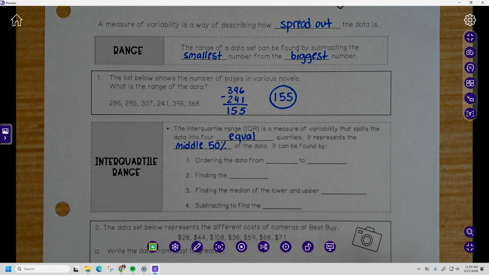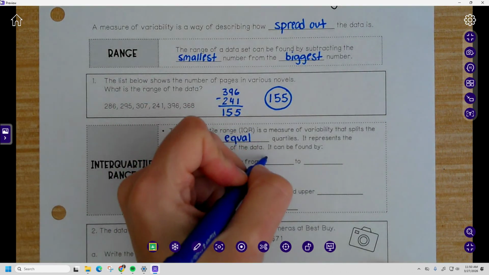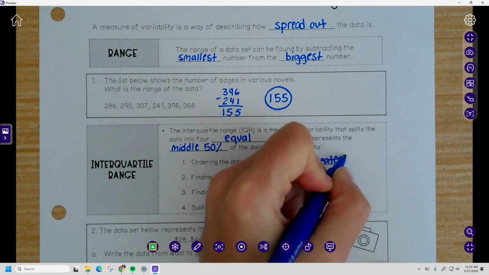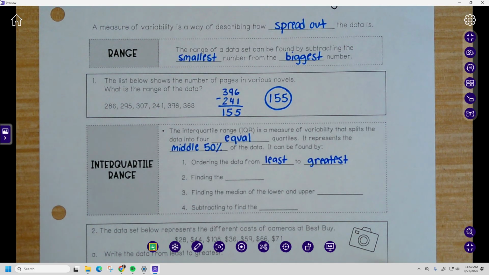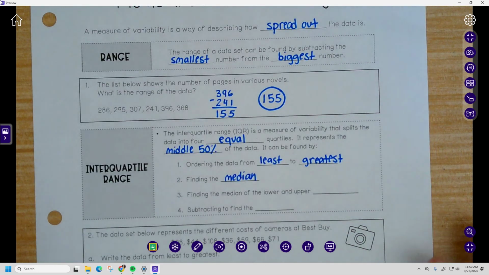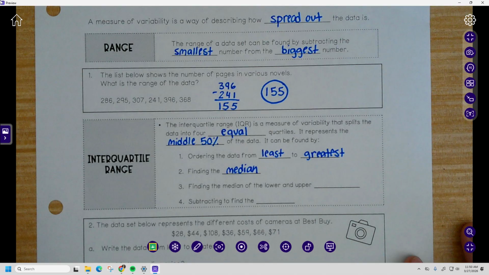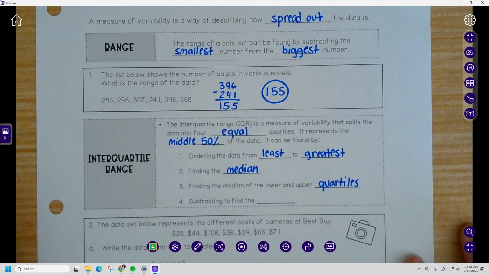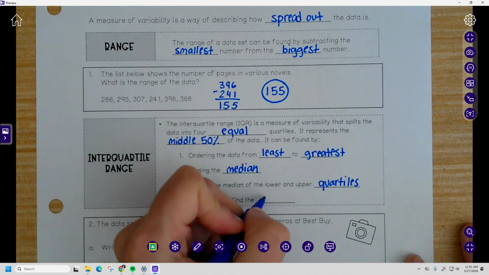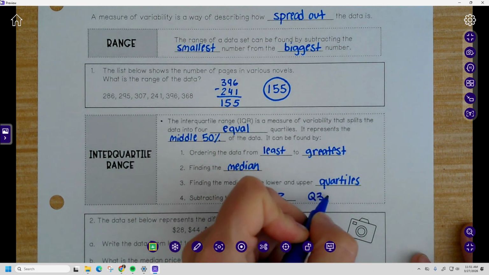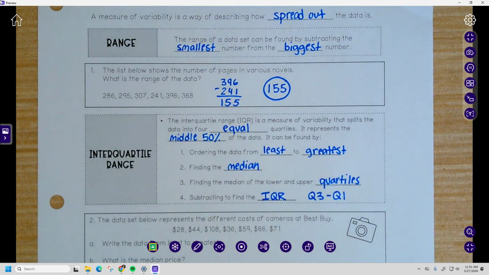All right, so in order to find the interquartile range, first thing is order the data from least to greatest. Second, you want to find the median, that's Q2. Then find the median of the lower and upper halves, Q1 and Q3. And then you just subtract to find the IQR. You might want to make a note over here, Q3 minus Q1. That's how you get the IQR.